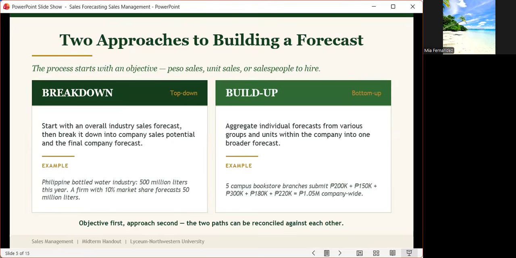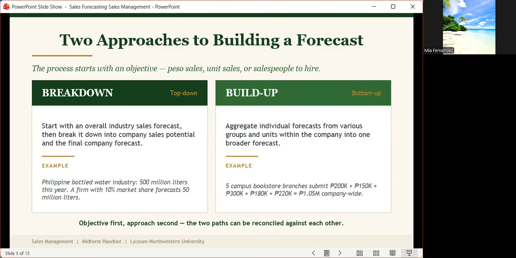So first, okay, let's define the objective. Are you forecasting peso sales, unit sales, or how many salespeople to hire? Okay, so everything follows from that. So again, you have to identify what you are forecasting, because it depends whether you will use breakdown or build up. Although it would be better if you use both. So later on we will be discussing that.